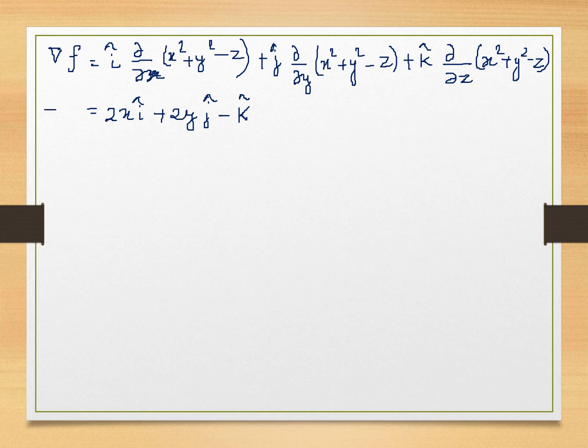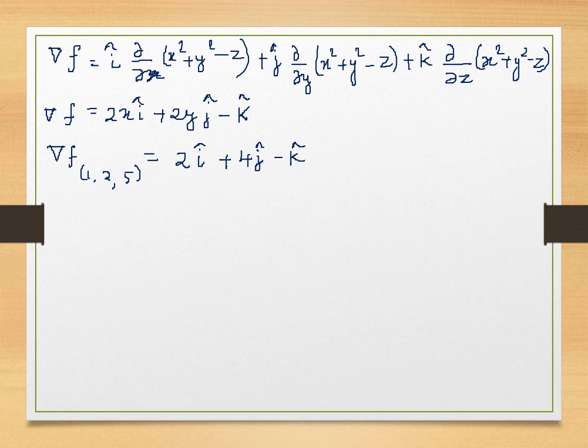Now in the question they have given the point, so del f at the point 1, 2, 5. Substitute 1, 2 and 5 in place of x, y and z. What we will get is 2 into 1, 2 i cap; 2 into 2, that is 4 j cap; and here there is no z parameter, so simply minus k cap.